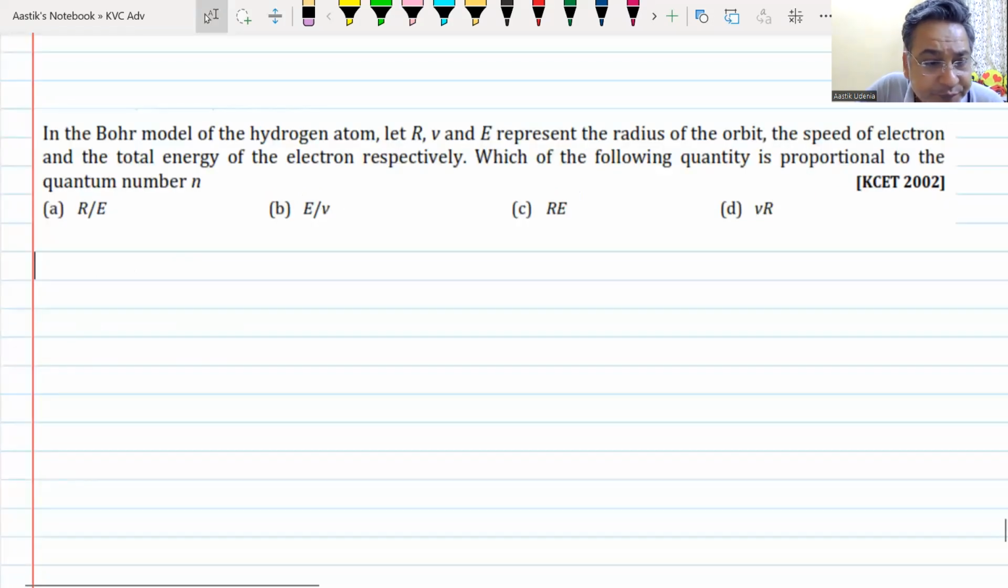Here comes the next one. In the Bohr model of the hydrogen atom, if R, v, nu (that is frequency), and E represent the radius, the speed, the frequency, and the total energy of the electron, respectively, which of the following quantities is proportional to the quantum number n?